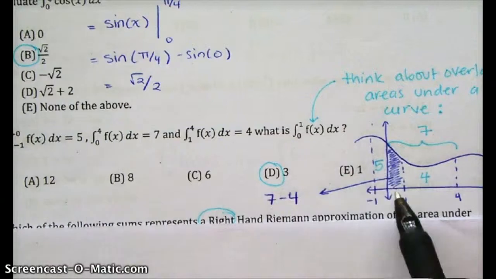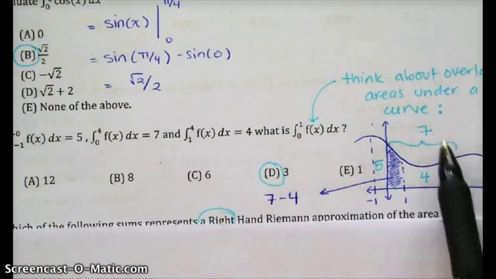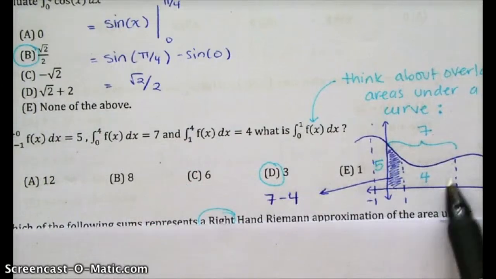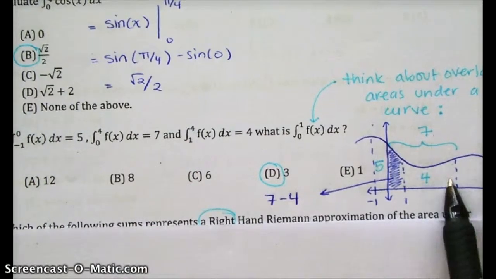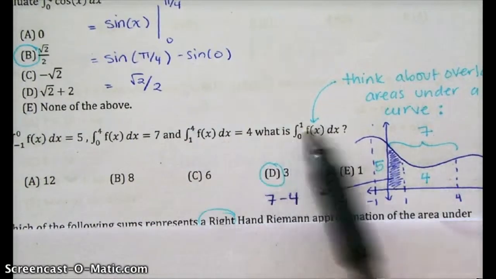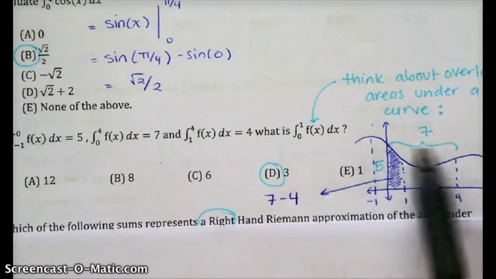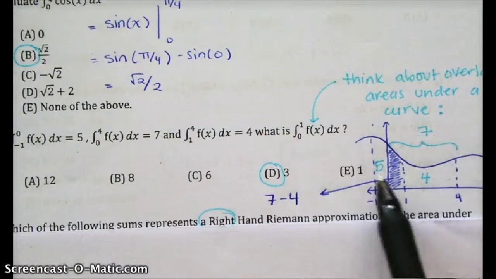From 0 to 4, which is from here to there, the area is 7, and from 1 to 4, right here to here, the area is 4. The area we're looking for is from 0 to 1, so I've shaded it in. And in order to figure out this area, I see, based on my diagram, that I could just take 7 and subtract 4, and it turns out the 5 actually wasn't even relevant.